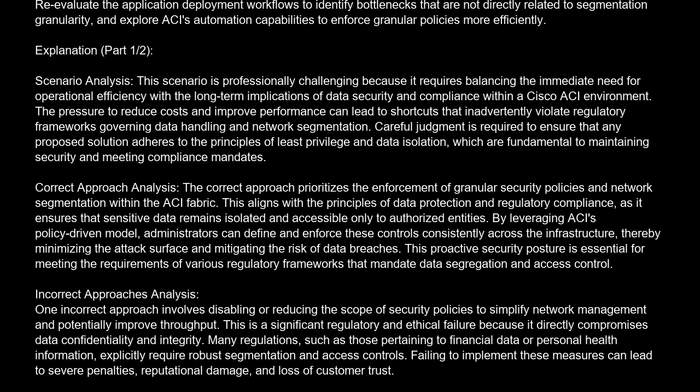Incorrect approaches analysis. One incorrect approach involves disabling or reducing the scope of security policies to simplify network management and potentially improve throughput. This is a significant regulatory and ethical failure because it directly compromises data confidentiality and integrity. Many regulations, such as those pertaining to financial data or personal health information, explicitly require robust segmentation and access controls. Failing to implement these measures can lead to severe penalties, reputational damage, and loss of customer trust.